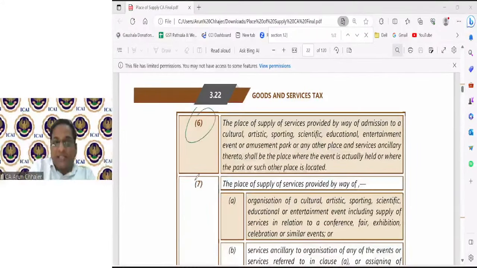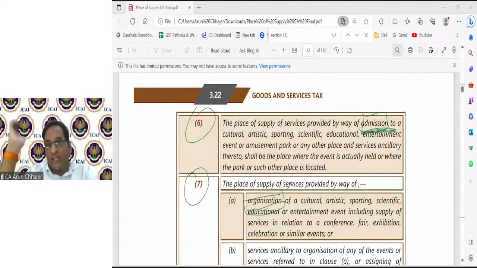Subsection 6 and subsection 7 are different. One is talking about the admission and the other is talking about the organization. It is talking about the admission to the event and the organization of the event. Example, let's say there is a match of IPL in Eden Garden. Or recently, let's say today's match. The match is in Chennai. So I am going to Chennai and taking the ticket from BCCI or whomsoever is the agency.